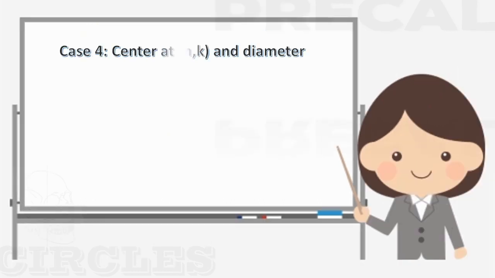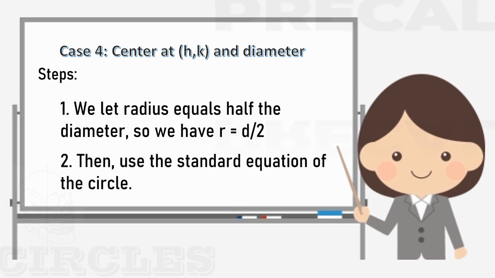So, for case number 4, given center at HK and the diameter. So, first step, we let radius equals half the diameter. So, we have r is equal to d over 2. So, dito daw ang given natin is diameter. So, yung diameter is equal to 2 times the r. So, pag hinanap natin yung r, ilalagay natin yung diameter to be divided by 2. Then, use the standard equation of the circle.